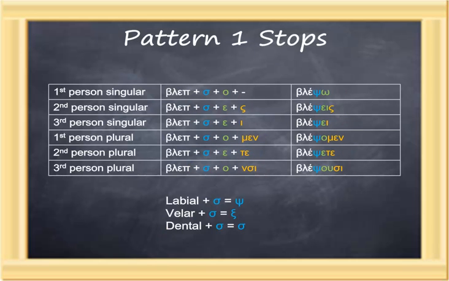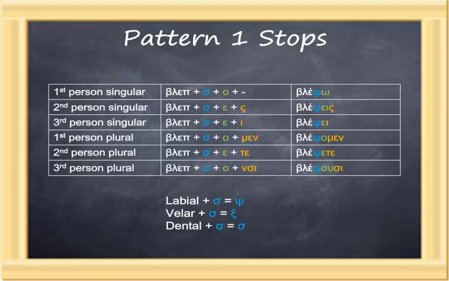Also within this pattern are those stems that end in a stop, such as blepo. The stem ends in a labial, pi. When it's combined with the sigma, according to the square of stops we learned several lessons ago, the result is a psi. So the future of blepo is blepso. One can still see the sigma, it's just in combination with the stop.